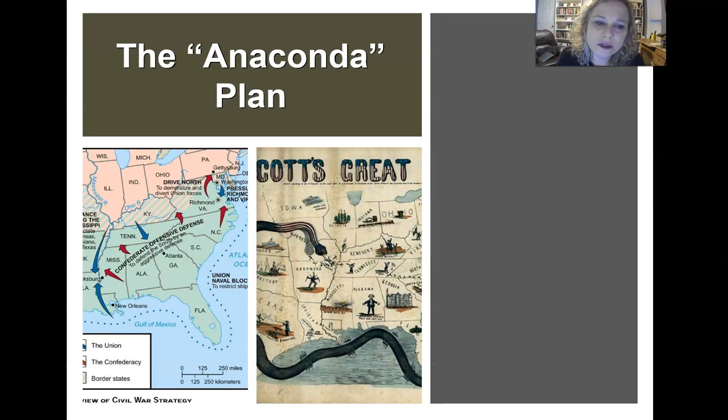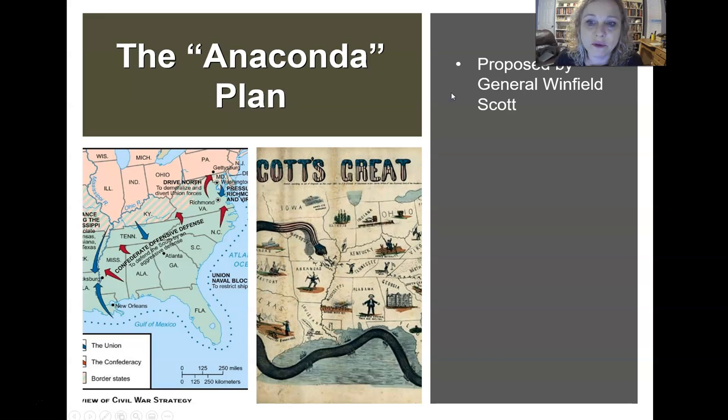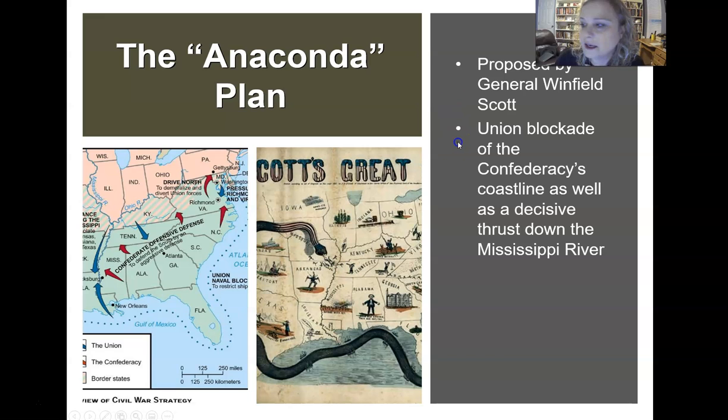Okay, so the Northern plan was something called the Anaconda Plan. This was proposed by a gentleman named General Winfield Scott. Essentially, the whole idea is to strangle the South economically. If you look at the map over here, you can see the idea was to create a Union blockade, not to let ships in or out.